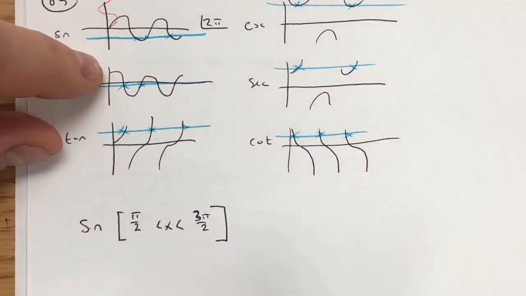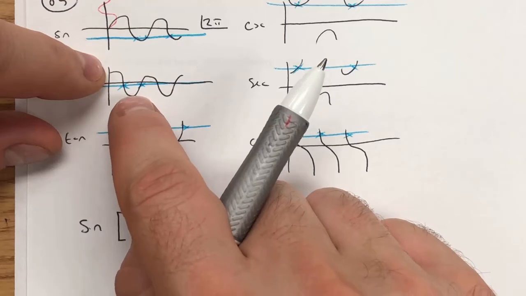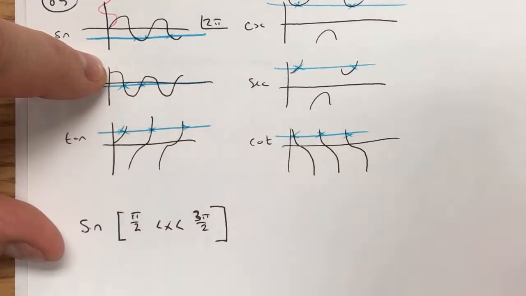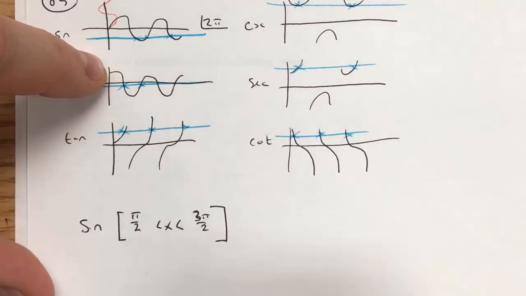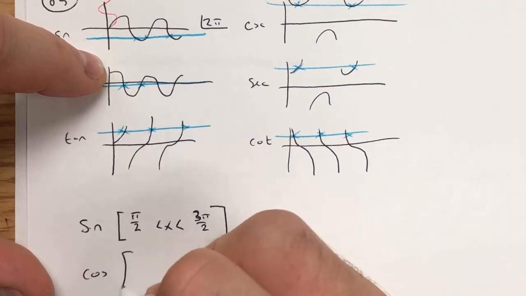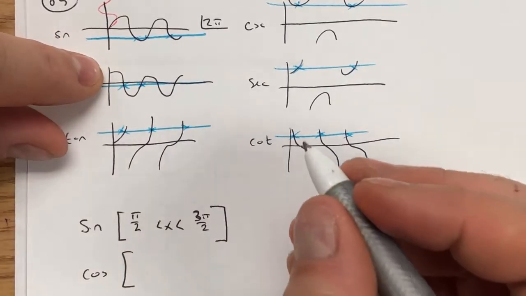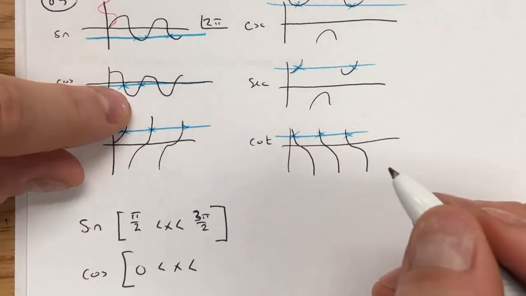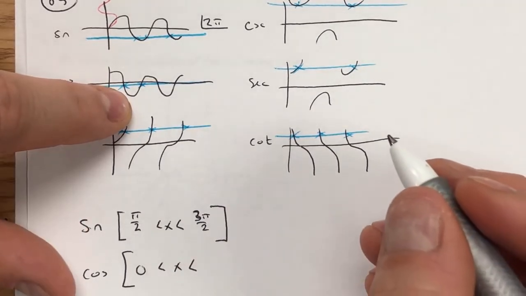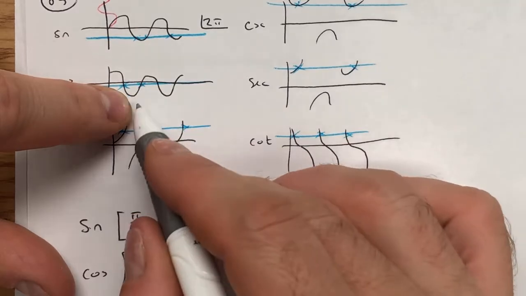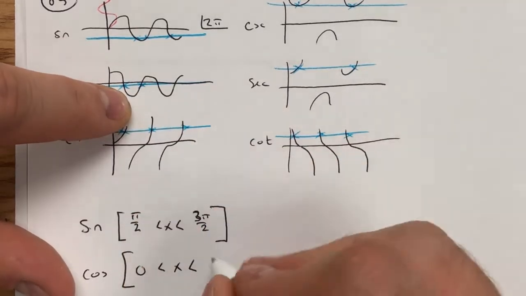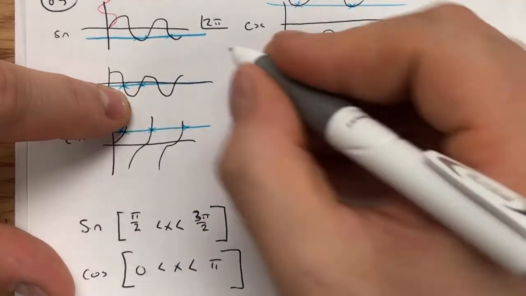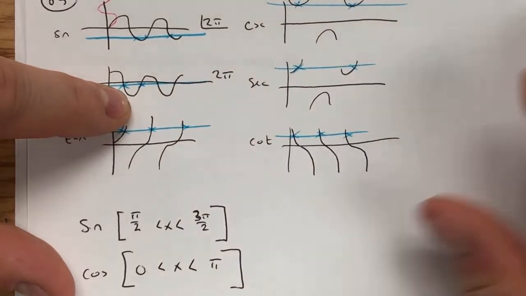For cosine, I kind of move it over. I move it from here to the bottom right here. So for cosine, I go from the top, which is going to be from 0, to the bottom. And that bottom is going to be pi, because again, I notice that the period is 2 pi.